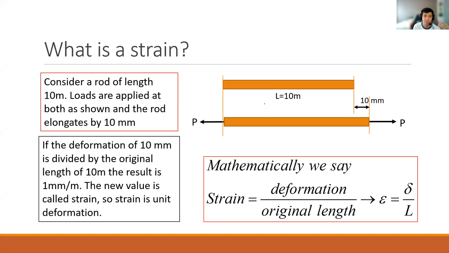Okay, so what is a strain? For example, you have to imagine a certain rod. So for example, this is your rod. And let's apply a certain amount of force P at each end. Or let's say at this end only. Then let's say the other one is fixed.